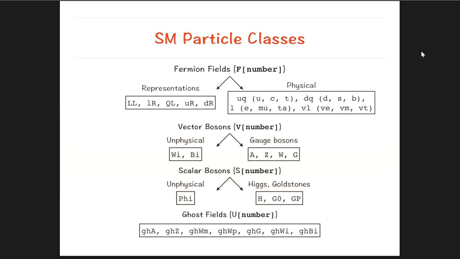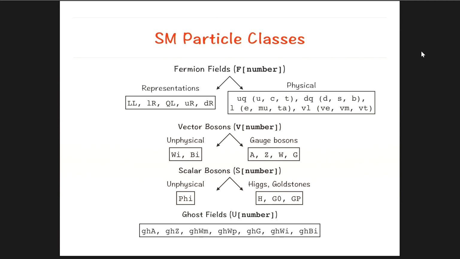Okay, now these are the particles which are already defined within the FeynRules, and these are something that we have come across: the fermion fields can have two different representations. One representation is the one by which we write the standard model, which we have all talked about: the left-handed lepton doublet, right-handed lepton singlet, left-handed quark doublet, right-handed quark singlets.